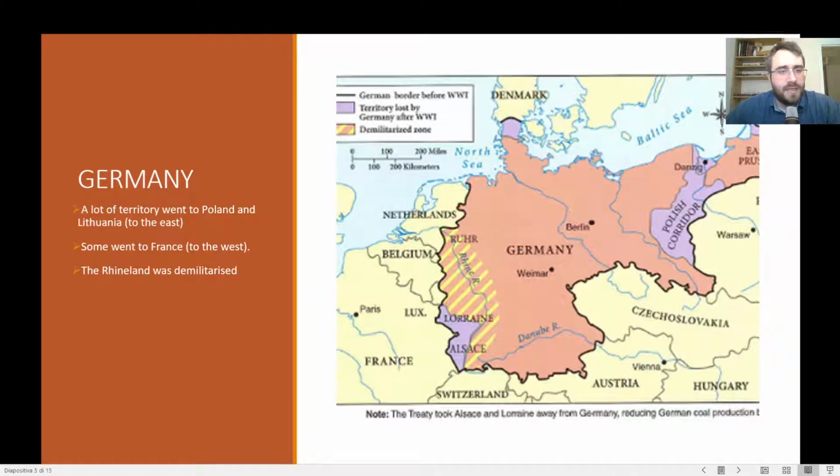Now, we have already discussed Germany quite a lot, but repeating always helps. Very briefly, look at the map. The areas in light blue were those lost by Germany. As you can see, a lot of territory went to Poland and Lithuania to the east, some went to France to the west. An important area of the country, the Rhineland, was demilitarized, meaning that the German army was not allowed to set foot in there.